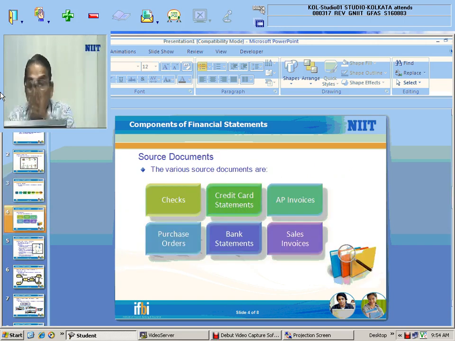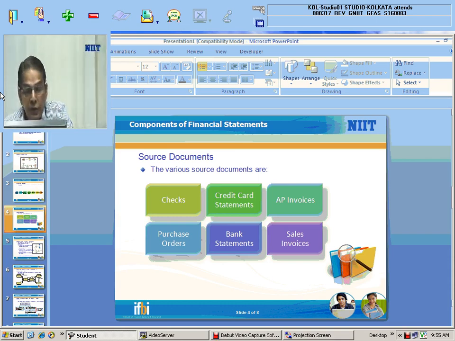What are the various kinds of source documents? We have been talking about source documents. I just gave you one example, sales invoice. So various kinds of source documents could be, say, checks. Checks received from the customers, checks paid out to customers, these could be source documents. Checks drawn on banks. Credit card statements. Statements received from the credit card provider can be source documents.